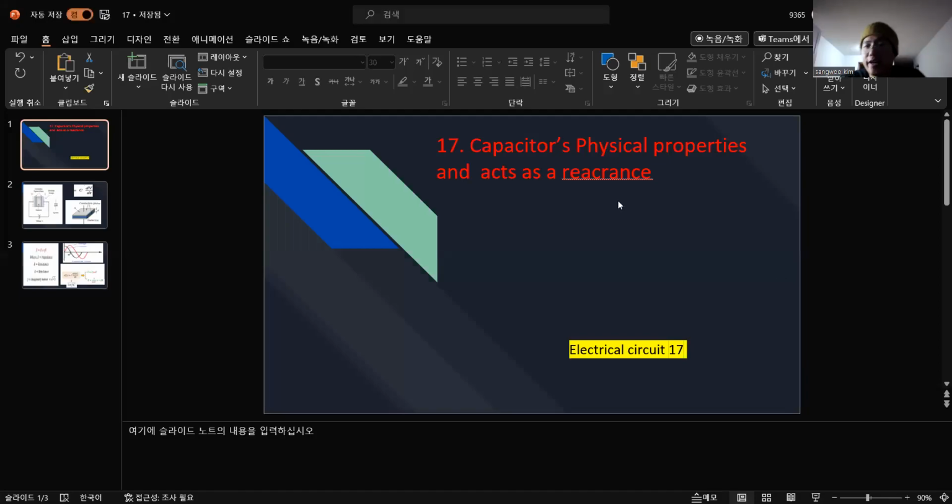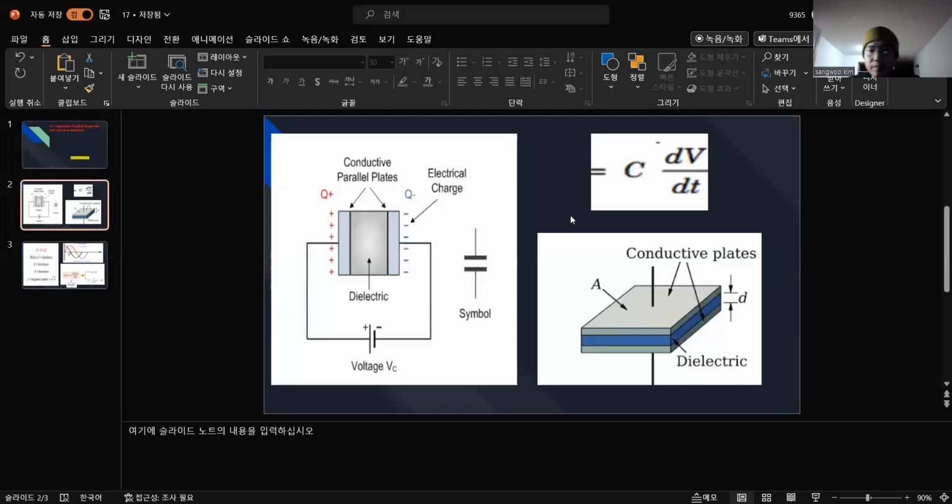Hey guys, today we will do a quick review about the capacitor's properties from the previous lecture. There was some part I didn't express well, so I will also explain more, and we will learn about why capacitors act as a reactance in the circuit. Let's look at it.